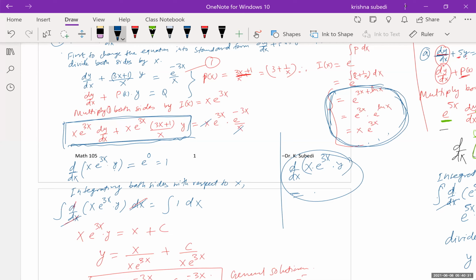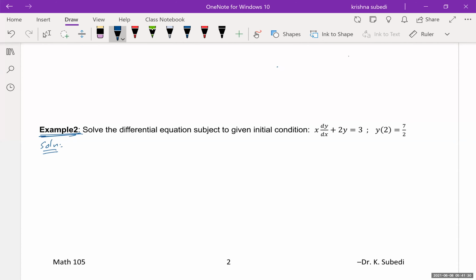Any question? So in example 2, solve the differential equation subject to the given initial condition. Let me copy the differential equation, which is x dy over dx plus 2y equals 3, and the condition is given: y of 2 equals 7 over 2. Notice that when we are given the initial value condition, we will be able to find the value of the constant. That means we'll be able to find the particular solution. So basically in this question, you are supposed to find the general as well as particular solution.